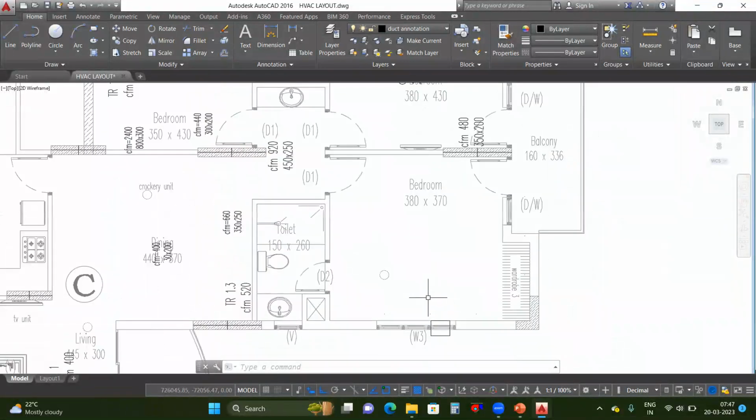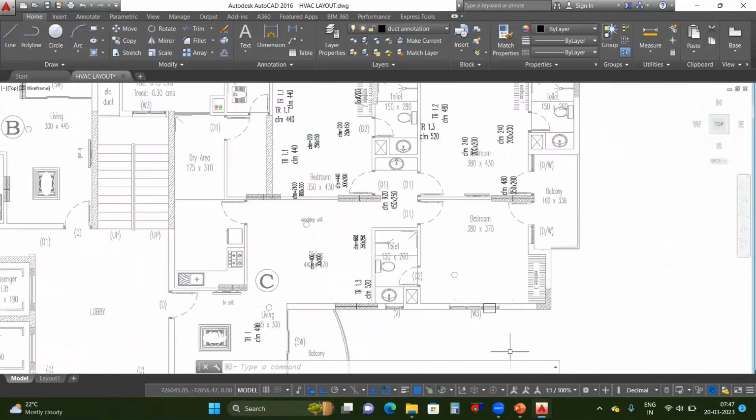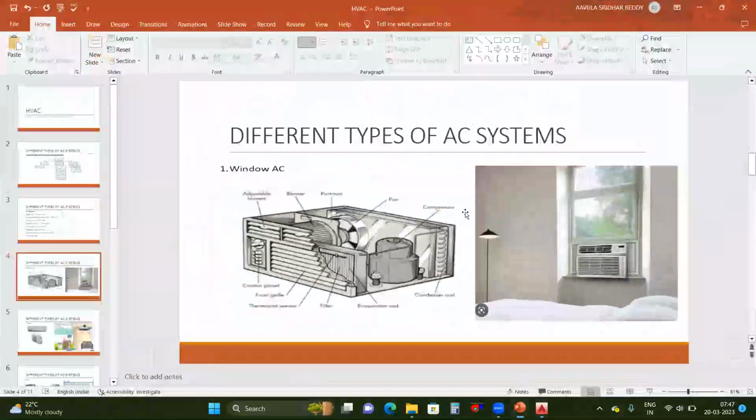So that's why this is not preferable. So we'll go for the another unit. That is, so you can also see the right side image. This is how we place the window AC. Okay.